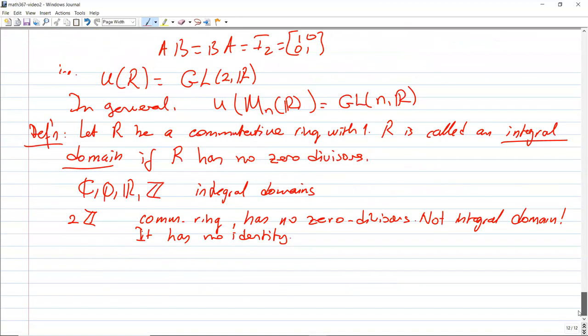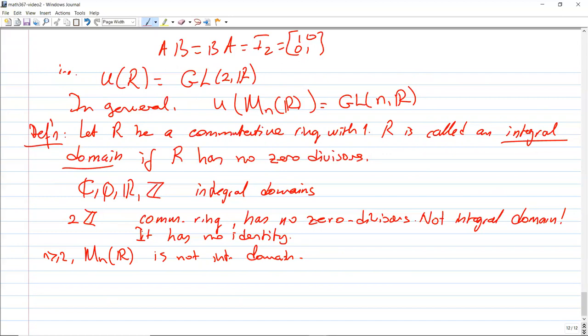Okay. One multiplicative identity, of course. Okay. MnR, when n is greater than or equal to 2, of course, MnR or MnC is not an integral domain. First of all, it is not commutative. And also, they have zero divisors.